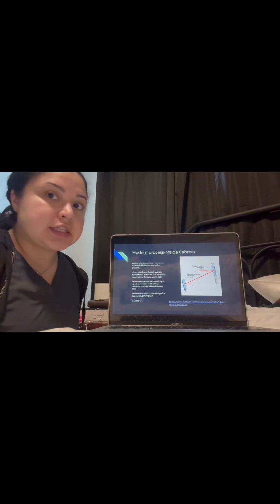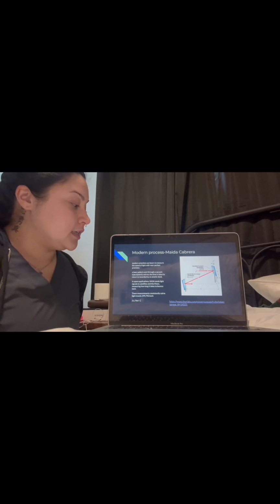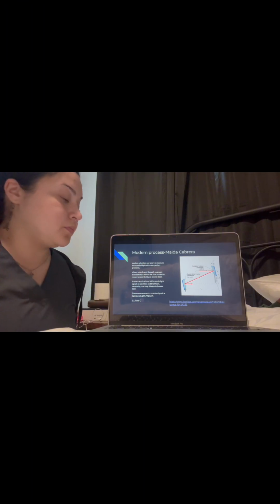Modern processes. Today, scientists use lasers and atomic clocks to measure light speed with extreme precision. A laser beam travels through a vacuum and reflects back, and its travel time is timed electronically. NASA also uses this technique to measure distances to satellites and to the moon.